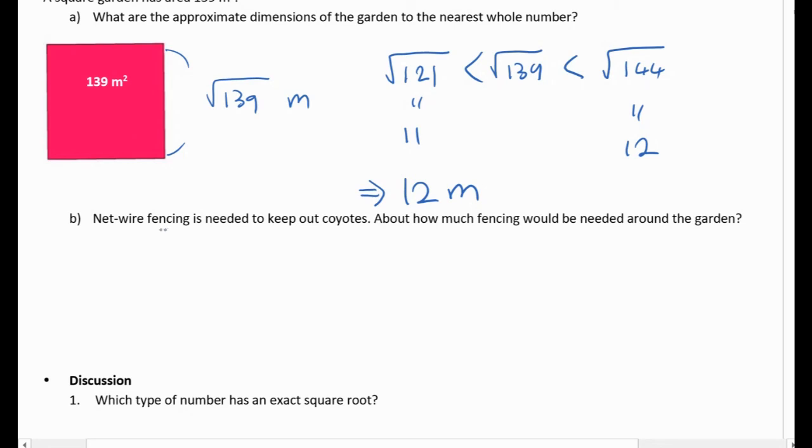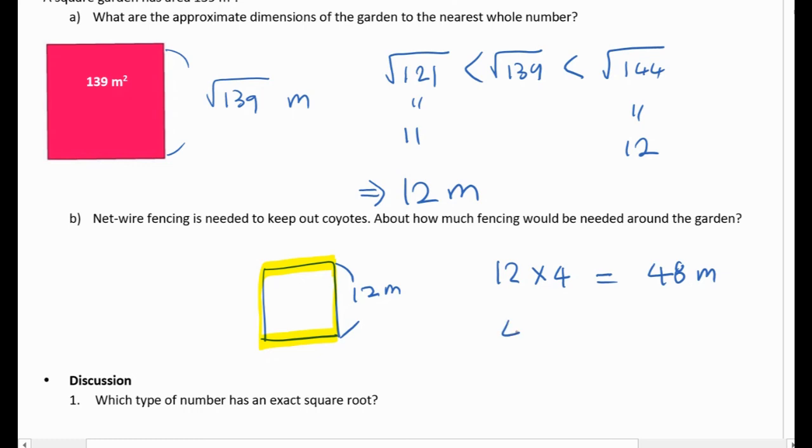And net wire fencing is needed to keep out coyotes. About how much fencing would be needed around the garden? So we know the side length is about 12. And we want to know the perimeter of this. Okay? How would you find the perimeter? You can just simply multiply by 4. Then 48 meters. That is the perimeter of this garden. Make sense, everyone?